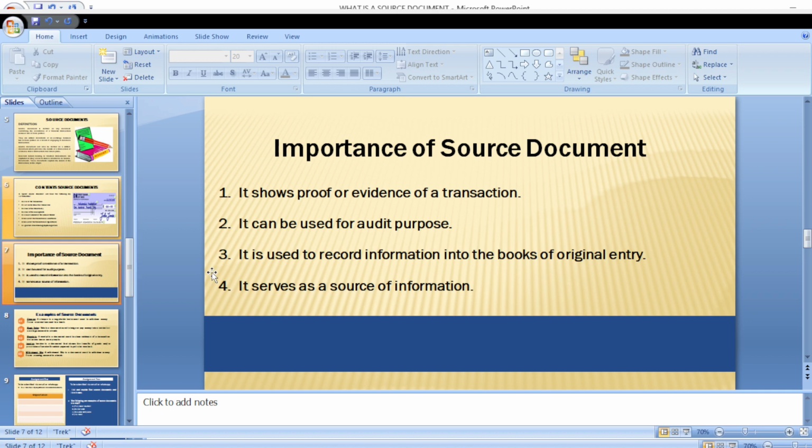Then lastly, it can serve as a source of information. You can always make reference to source documents where there is need to make reference to a source document.